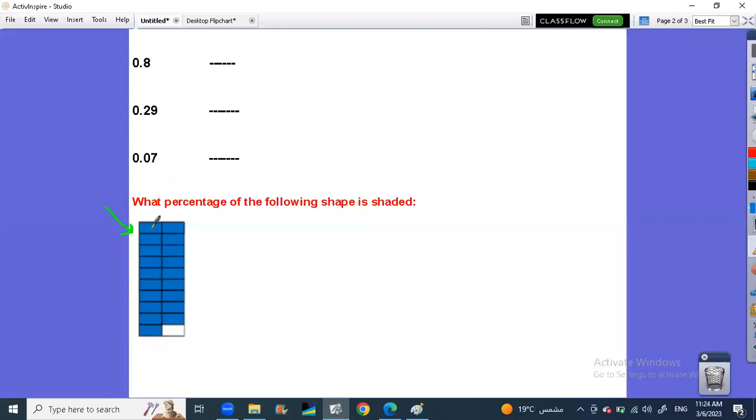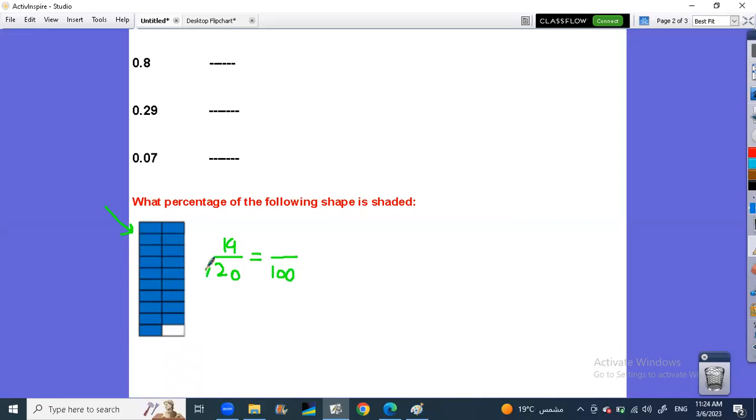So let's count 1, 2, 3, 4, 5, 6, 7, 8, 9, 10. 10 and 10 is 20, but only 19 of the 20 are shaded. So it is 19 over 20. What percentage is this? We agreed in class before that in order to convert any fraction into a percentage, the denominator must be 100, because percentage means out of 100.